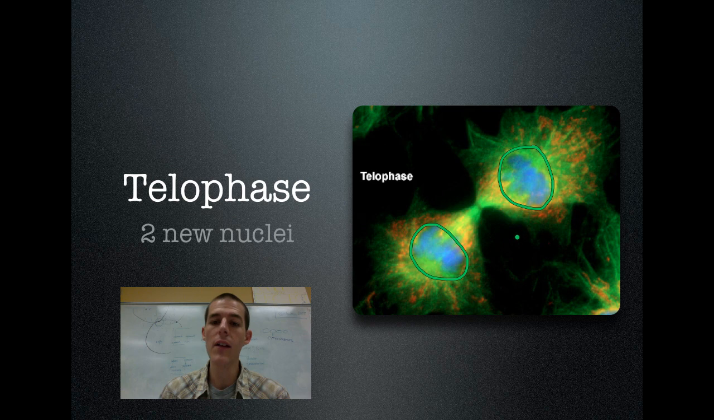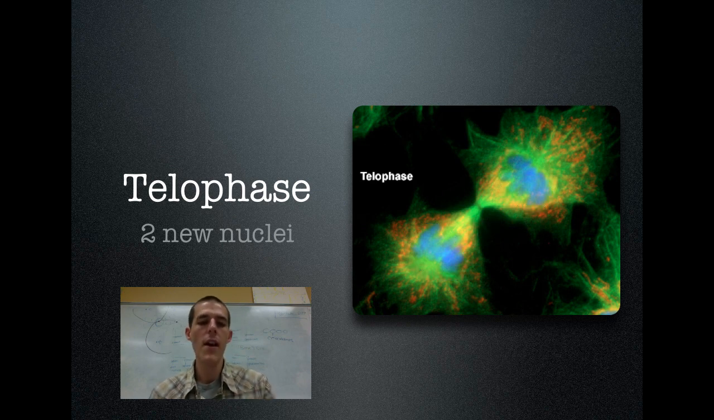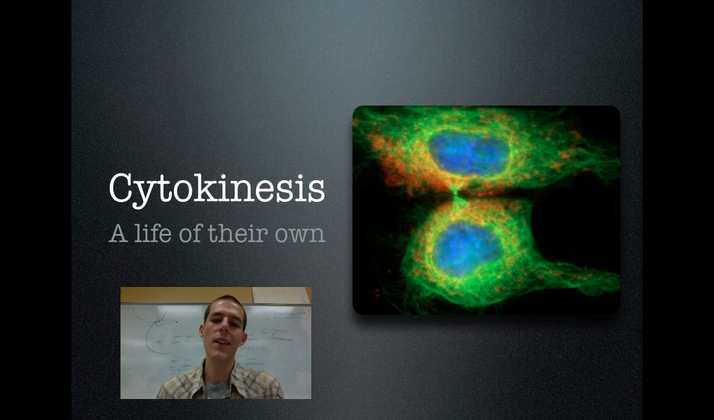At this point, each cell has got a full set of genetic information because we had done that duplication beforehand. The nuclear membrane is starting to reform, which is going to enclose all this genetic information. The cells, you can see, are starting to separate from one another, and we are pretty close to having two distinct cells. Final phase is going to be cytokinesis.